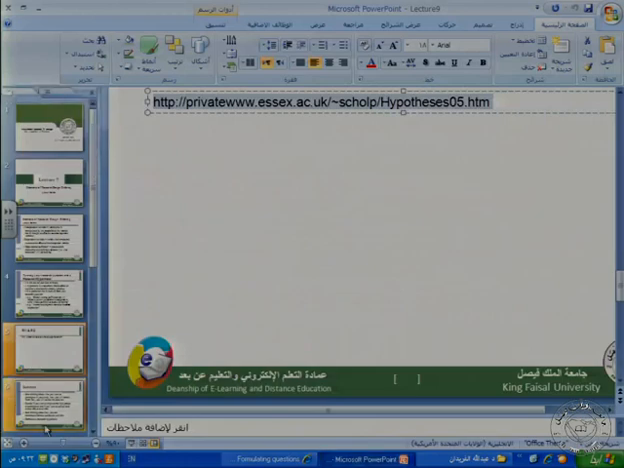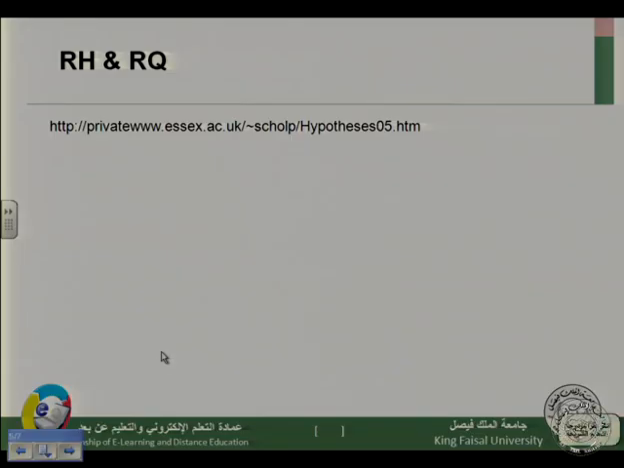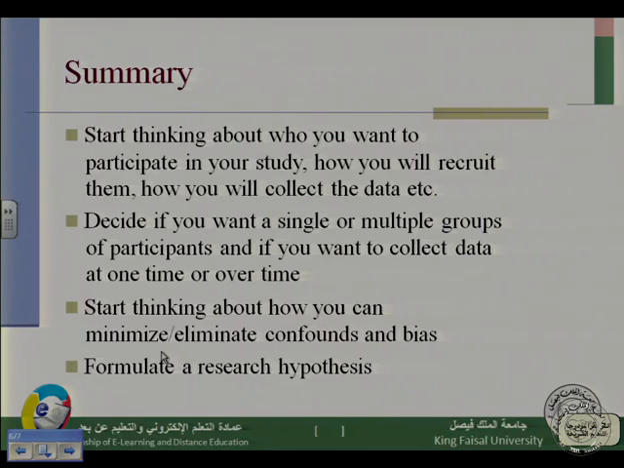Now let's go back to our PowerPoint here. As a summary for the previous three lectures, start thinking about who you want to participate in your study, how you will recruit them, how you will collect the data, etc. So you need to think about the sample, how you are going to select them, how you are going to recruit them, to compensate them, and how you are going to collect data from them through questionnaires, interviews, observations, etc.